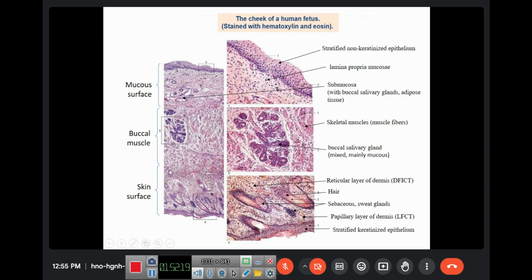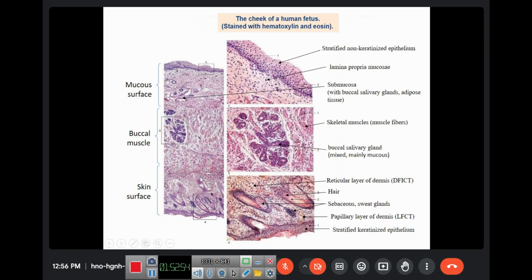If we look to skin surface, we have here, just as in all other parts of our body where we have skin, epidermis with stratified keratinized epithelium and dermis, which contains papillary layer of loose fibrous connective tissue and reticular layer of dermis with dense fibrous irregular connective tissue. And also we see here hair, associated sebaceous glands, and sweat glands.